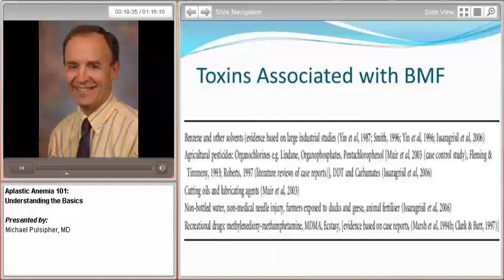Pesticides have been sometimes associated with it. DDT. There have been some very unusual exposures, such as animal fertilizer. On occasion, recreational drugs have been associated with it. It's hard to say just how often these things occur, but one should keep that in mind as they're looking it up.